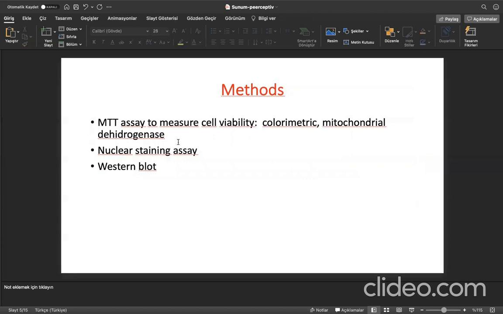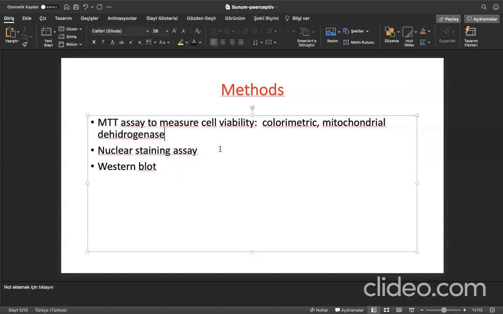MTT assay was done to measure cell viability. In this assay, cellular oxidoreductase activity is measured. This enzyme converts MTT to formazan. MTT normally emits a yellow light, and it is a cyclic compound, and formazan emits purple light. So these are colorimetric assays.